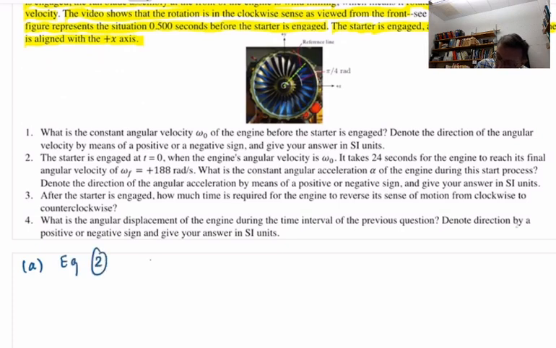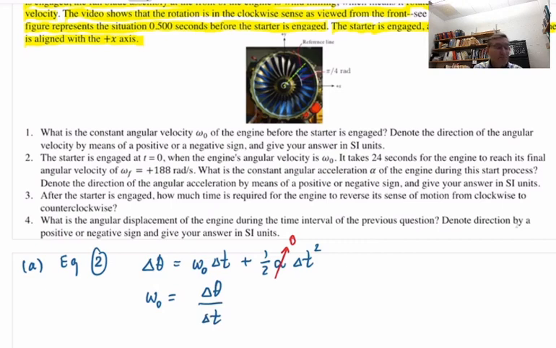I'm going to use equation 2. Angular displacement equals initial angular velocity times time interval plus 1/2 angular acceleration times time interval squared. But I'm going to apply that to that 0.5 seconds before the starter is engaged. Remember, that's at constant angular velocity. So the angular acceleration term goes to 0 for this time interval that we're looking at. And the equation simplifies a lot, and all I have to do is solve what's left for omega. We call it omega initial. It's just the change in angle over the change in time.